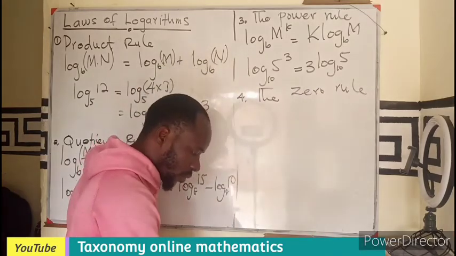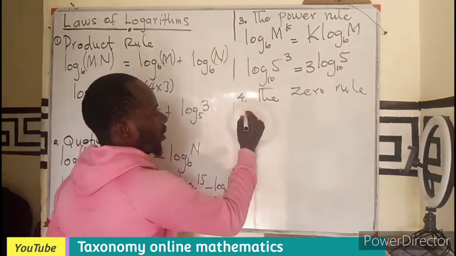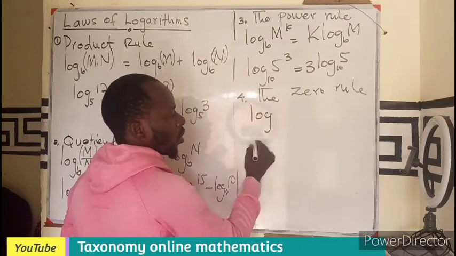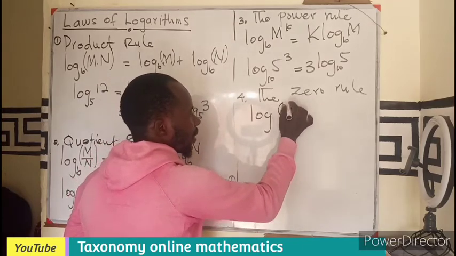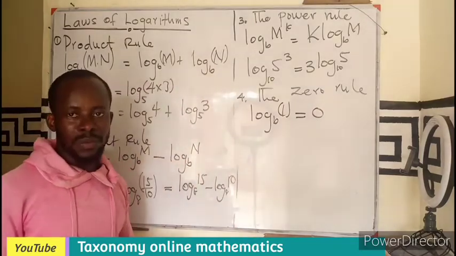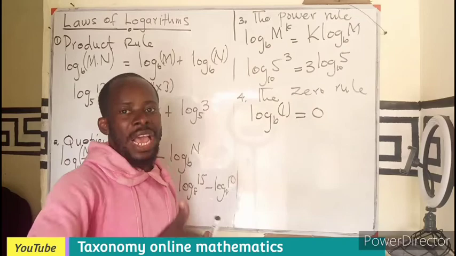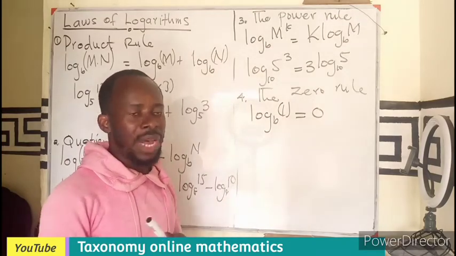The zero rule, which is the log of 1 to the base b, is equal to 0. Meaning log 1 to the base b, or to any base, is equal to 0.